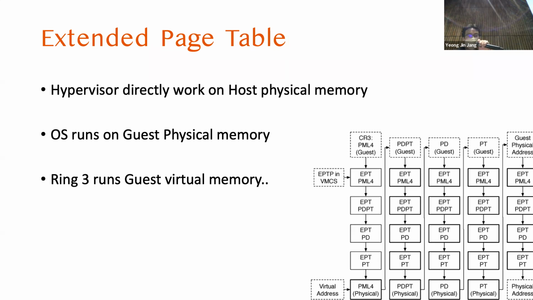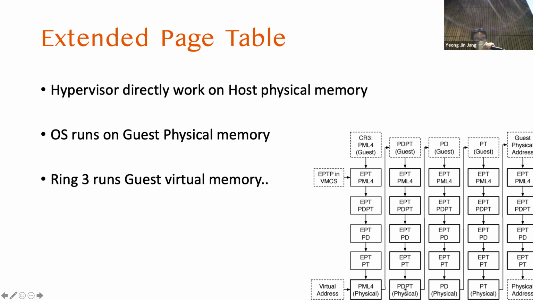So we need to walk down 4-level page tables, but to get the physical address of this CR3, which is on Ring 3, that physical address is the virtual address of the hypervisor. So we need to translate that 4 times to get the physical address of the top-level page table. And then to walk down another level, we need to walk down 4 more times, and 4 more times, again and again. So 1, 2, 3, 4, 5 times of memory access to get the physical address.